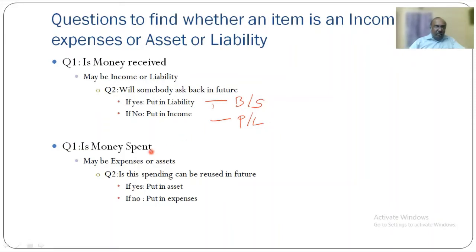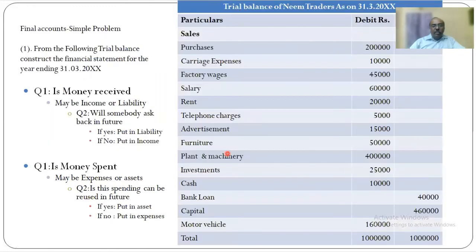If, on the other hand, money is spent, can we use this current year spending for next year? If we can use this current year spending for next year, then it is an asset and it will find a place in the balance sheet. Whereas if this spending is not useful for next year, and is already used for this year alone, then it will find a place in the profit and loss account on the expenses side. So just ask these four questions and find out which item will go to which compartment.